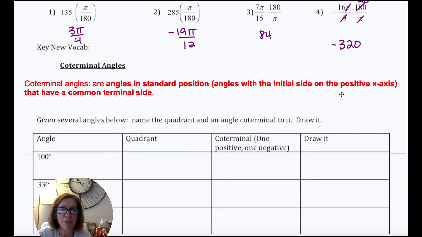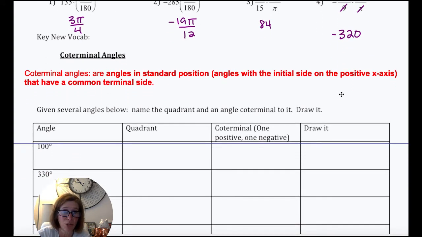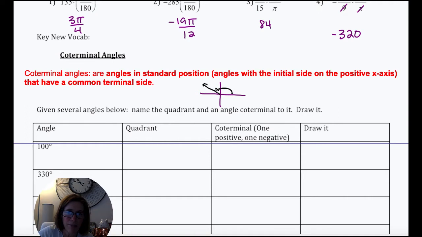All right, so today we're going to be talking about our new vocabulary word and how to find these new angles. These are called coterminal angles. Coterminal angles are angles in standard position, that's angles with the initial side on the positive x-axis, that have a common terminal side. For example, if I draw an angle like this, and that's my angle, that angle is going to be coterminal. If I go around this way, 360 degrees, I would have started in the same point. I just would have kept going until I got back to that terminal side. So that would be a coterminal angle.